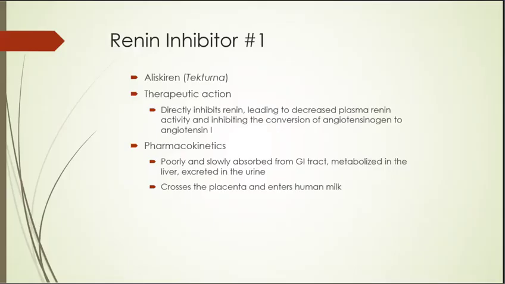It directly inhibits renin. That means it goes straight to the main source, leading to decreased plasma renin, so it can't activate the conversion of angiotensin. So it doesn't even get to the liver. It doesn't make angiotensin 1. It doesn't even go to the kidneys. It stops right there. It just stops immediately from the sending cycle.